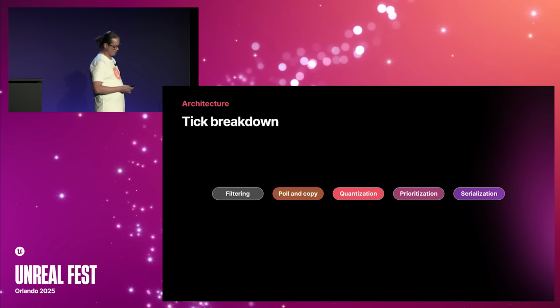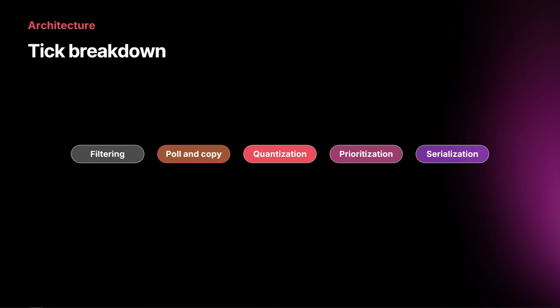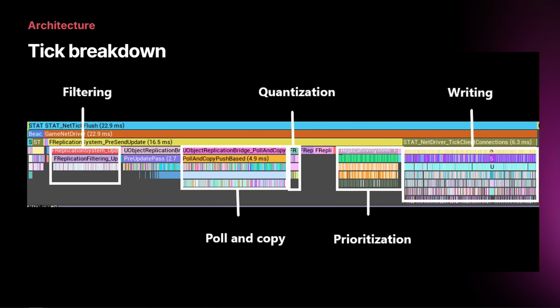Looking how our net update looks, there are 5 main steps involved in the replication. It's filtering, poll and copy, quantization, prioritization, and serialization. And we'll look at how this looks in Timing Insights, a great tool. I hope you use it. We can see that we're performing all work at once for each of these steps.